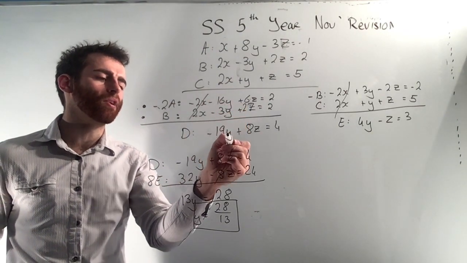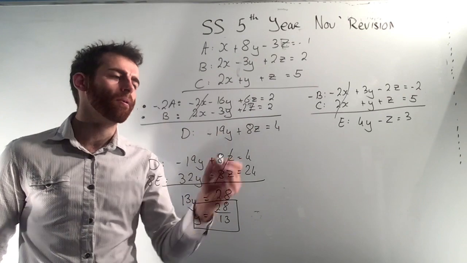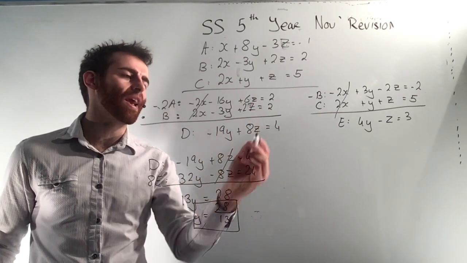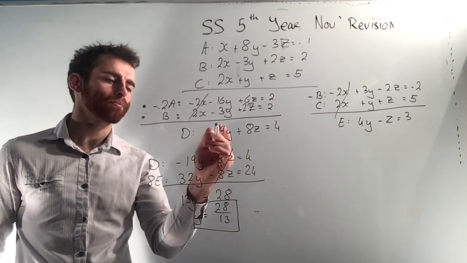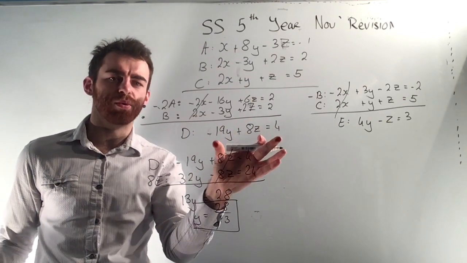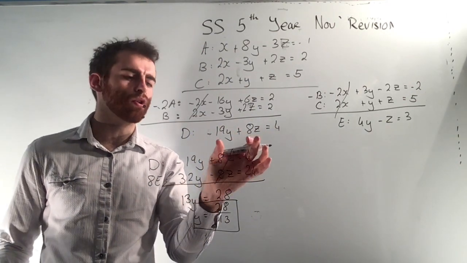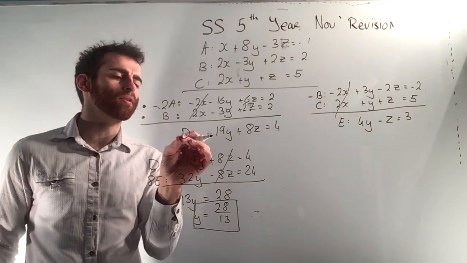Minus 16 minus 3 gives me minus 19y. Plus 6 plus 2 gives me 8z. And 2 plus 2 gives me 4. So I have a new equation with only two unknowns. I'm going to call this equation D. And I'm going to do the exact same thing now.